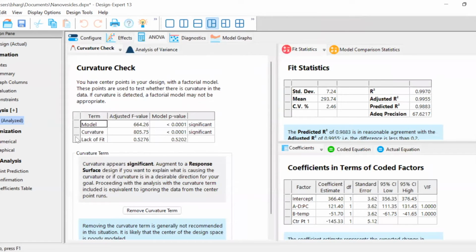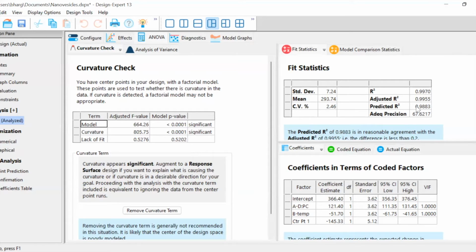And further from the ANOVA, it can be observed that the model is showing a value less than 0.05, which indicates significance of the terms. And even the curvature is less than 0.05, that is indicating significance. If the curvature is not significant, it can be removed. So this curvature is an important term which plays an important role in the experimentation. If the curvature is significant, you can further augment this particular factorial design, that is, it can be extended to response surface designs also.